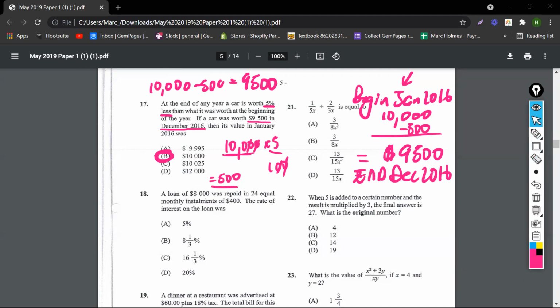Make sense, everybody? Yeah, sir. I just found. Yes, sir. Yeah, that makes sense.